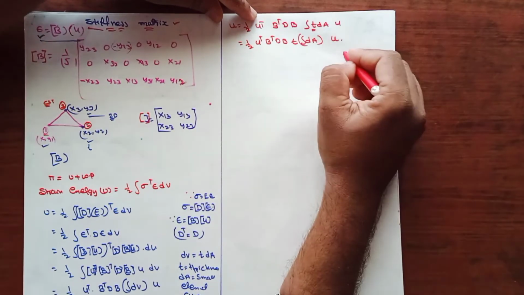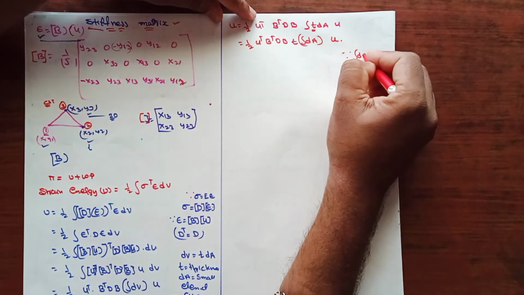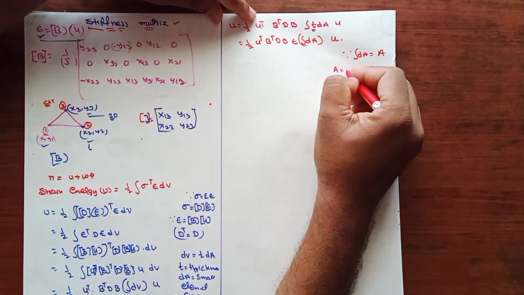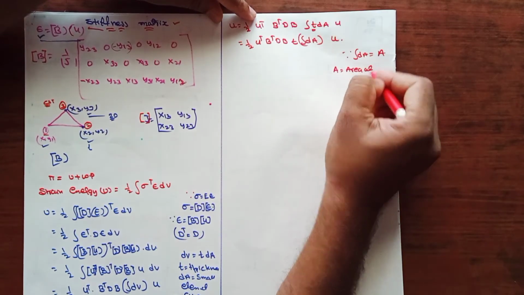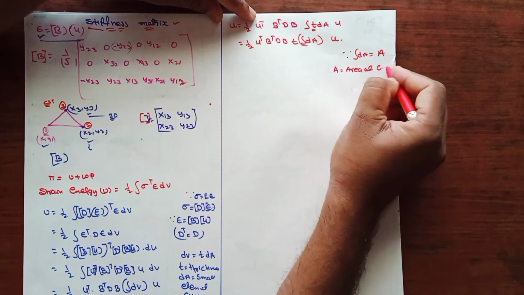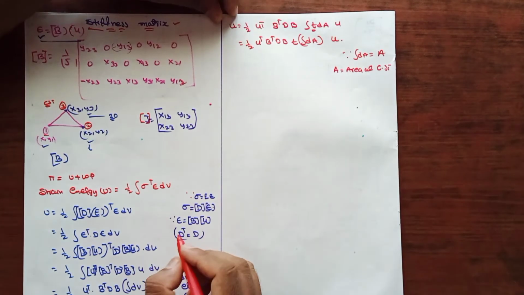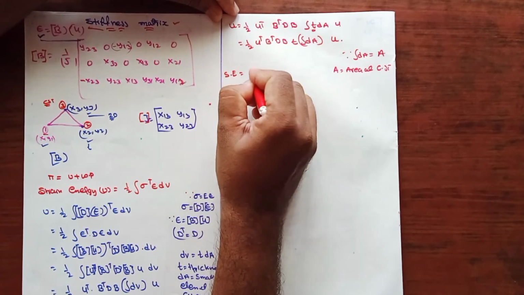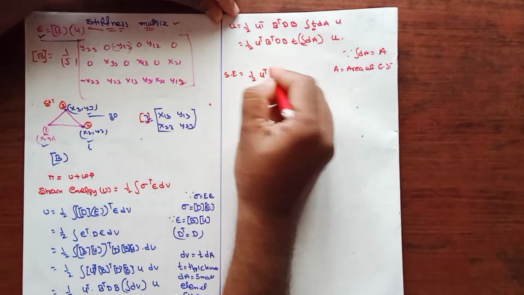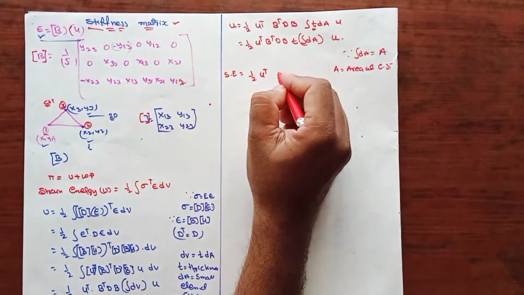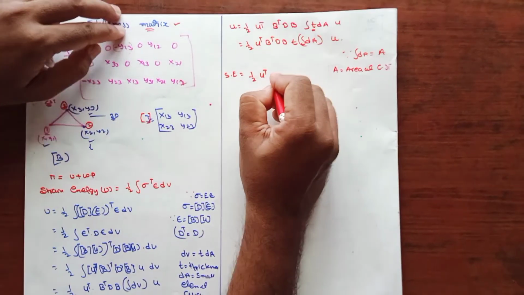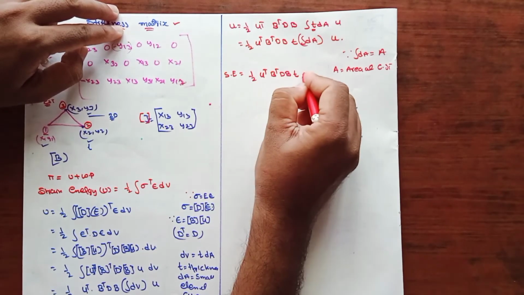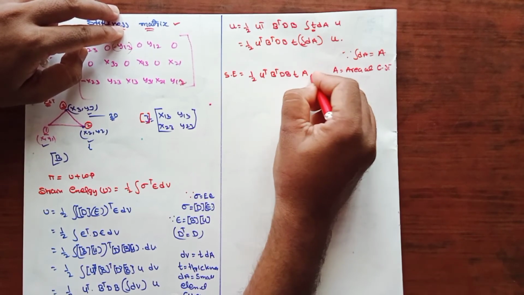Since the integral of dA is equal to the area of the triangle, A can be written as the area of the CST element. Therefore the strain energy can be written as half U transpose of B transpose D B into thickness into area, into U.